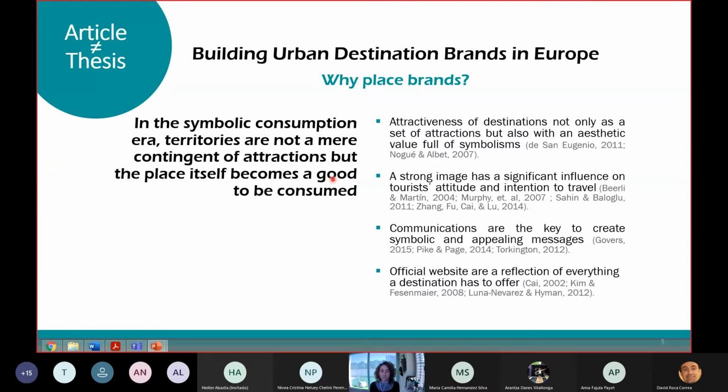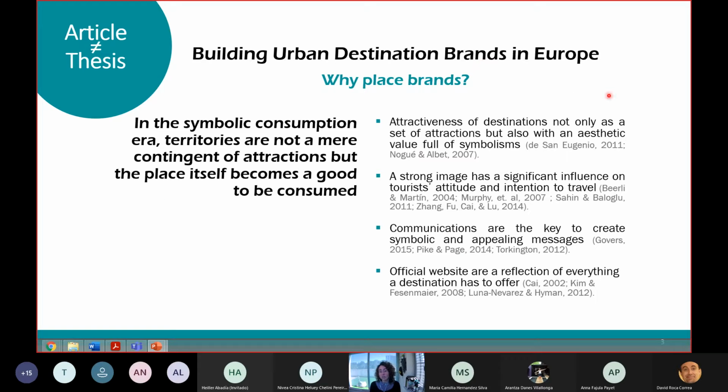So as I was telling, in this symbolic consumption era that we are now, our lifestyle is full of consumption practices, we feel represented by some brands that we acquire, etc. Territories became part of this consumption behavior. In this symbolic consumption era, territories are not just mere containers of attractions, but the place itself becomes a good to be consumed, becomes this brand.